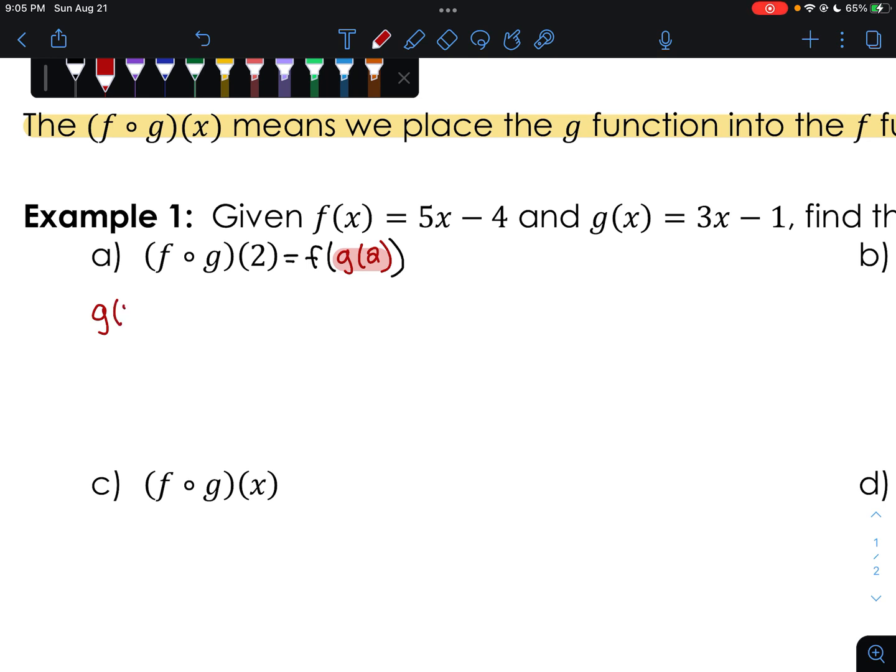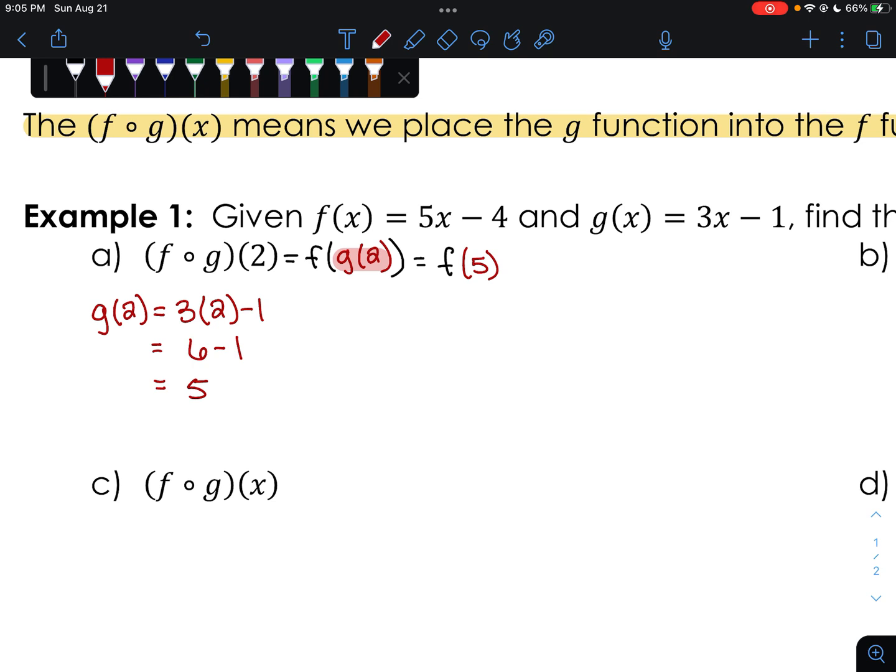So g of 2 is equal to 3 times 2 minus 1. We multiply: 3 times 2 is 6, minus 1 is 5. Now that we know that, we are able to substitute that in for what I have highlighted in red. So f of 5.